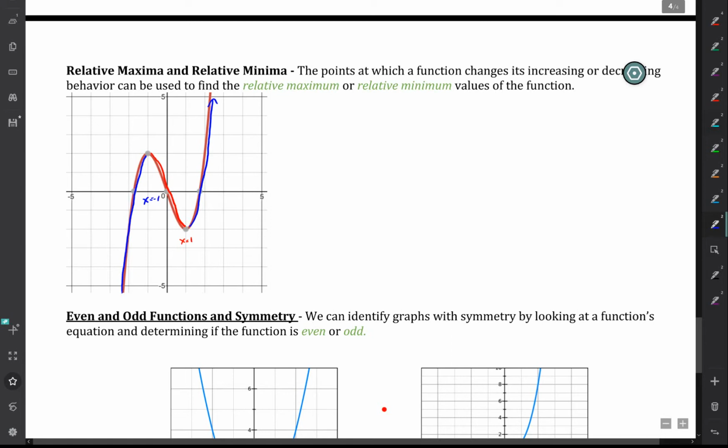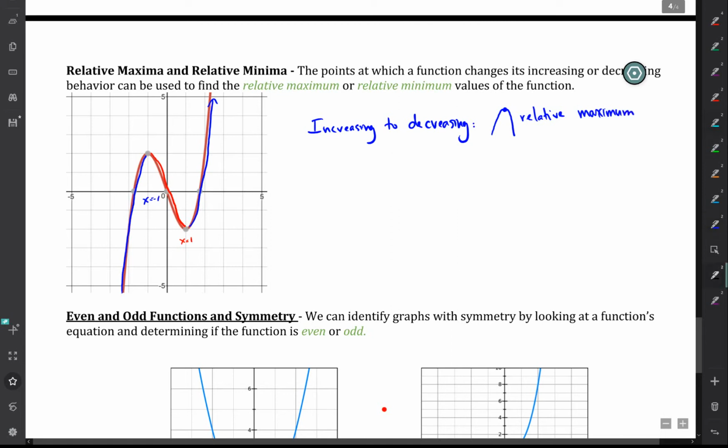And so if you go from increasing to decreasing, then most likely you are going to have a relative max. So this is a relative maximum.